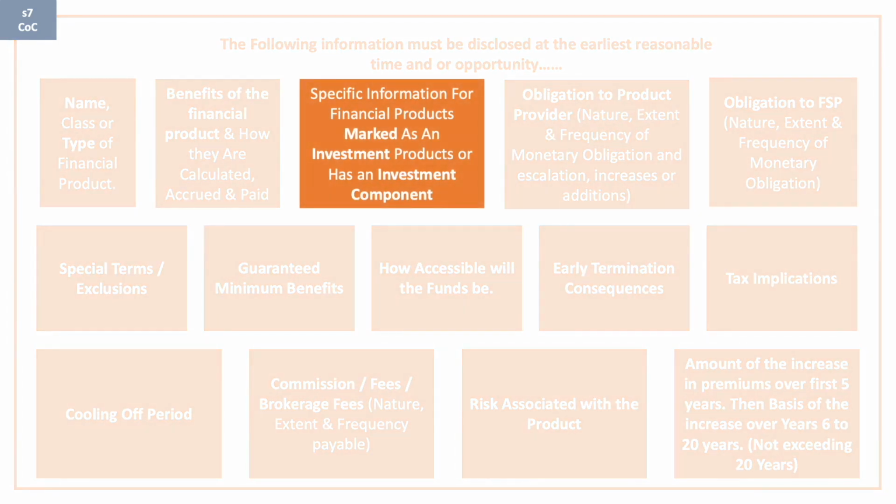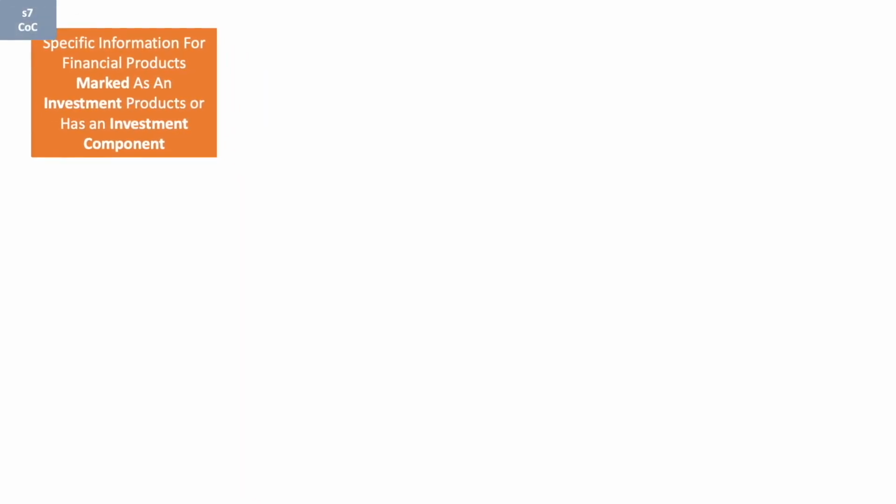Section 7, paragraph 1c, subsection 3 states that specific information for financial products marked as an investment product or that have an investment component needs to be provided and disclosed. Therefore, when a financial product has an element of an investment, then there are additional disclosure requirements that need to be provided to the client about the financial product. Let's go through these disclosures.